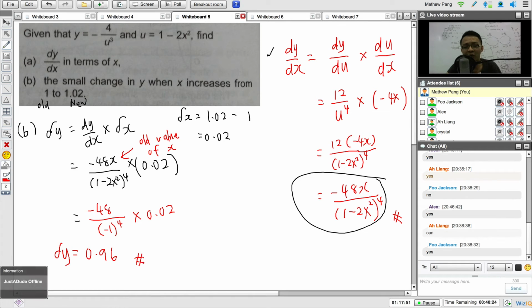Then I think this is a 4-mark question. So far so good. Can you understand this one? It's not really difficult, right? Do you have problem? If I have no problem, I'm going to move on. Okay, I guess you have no problem. So we're going to move on to some other question.